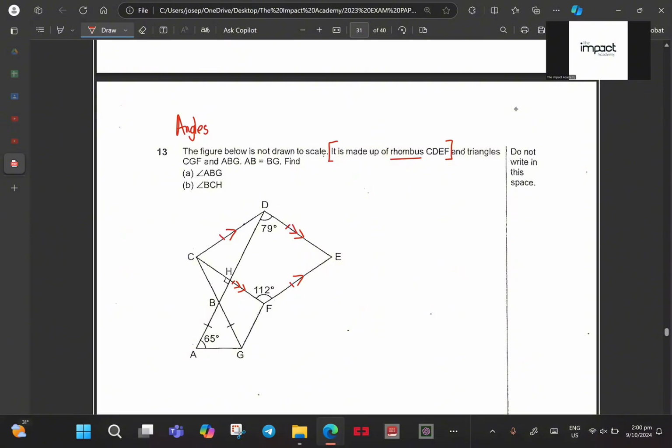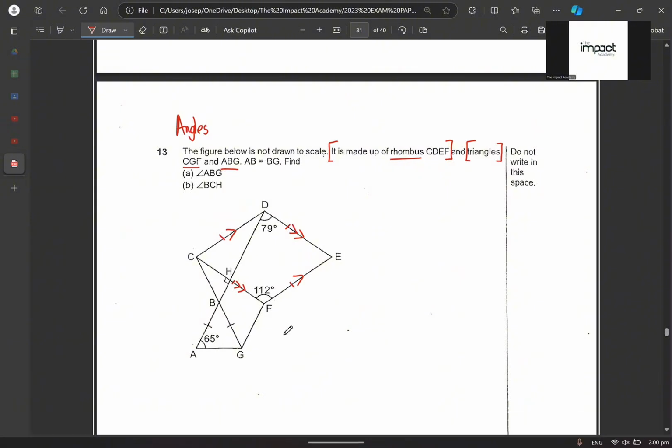Then once I'm done with that, I can also move on to read the triangles. There are triangles CGF. Use your pencil, point out C to G to F. Can you see this triangle over here? And we have ABG. More importantly, they are telling us that AB equals BG. So this is an isosceles triangle. They're trying to hint that this is an isosceles triangle.